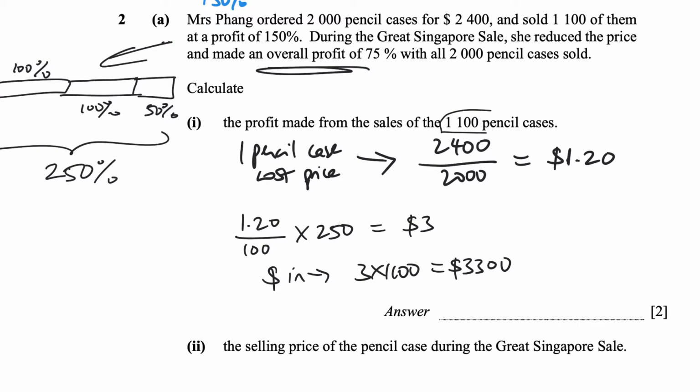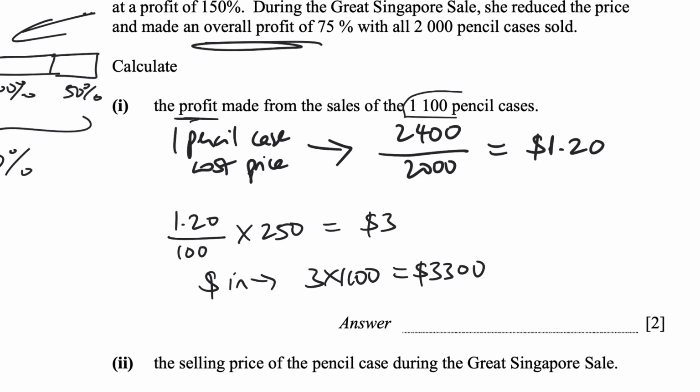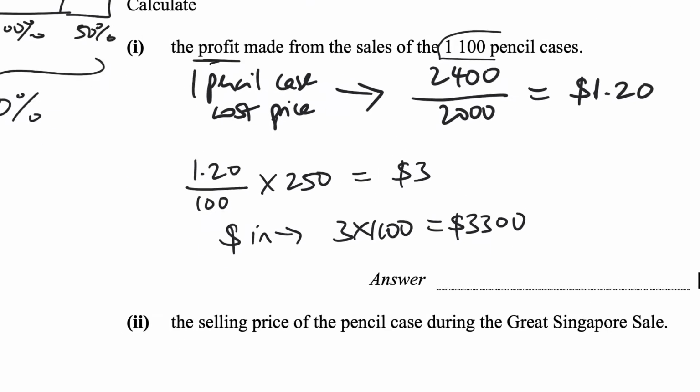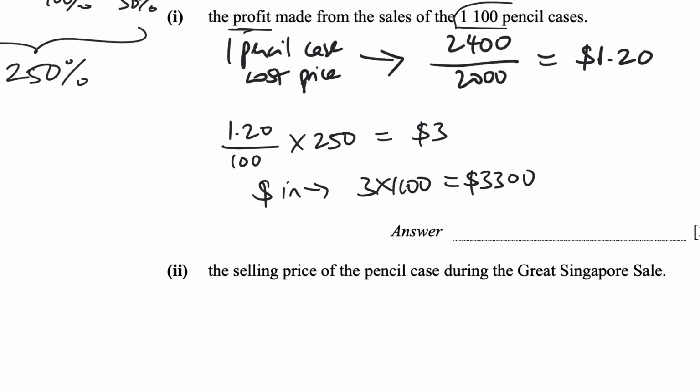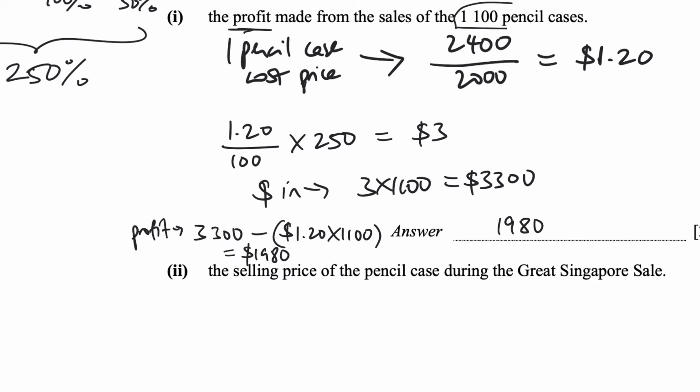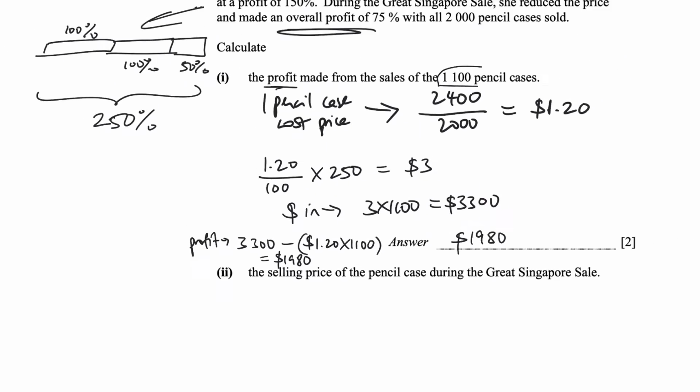But this is not all yet, because we're asking for profit. So this is how much money is in. To find the profit, you have to subtract away the cost price. So it's simply 3,300, subtract the original amount that she paid for the 1,100 pencil cases, and that will give you $1,980. Yep.